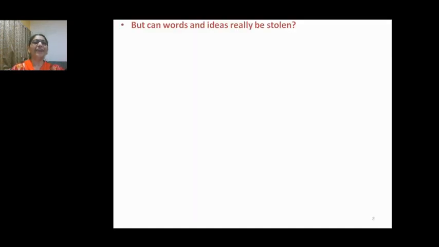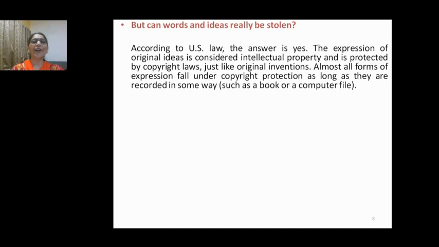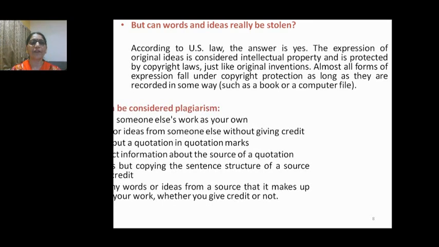So can words and ideas be stolen? According to United States law, the answer is yes. The expression of original ideas is considered intellectual property and is protected by copyright laws, just like original inventions. Almost all forms of expression fall under copyright protection as long as they are recorded in some way, maybe in book form or a computer file.